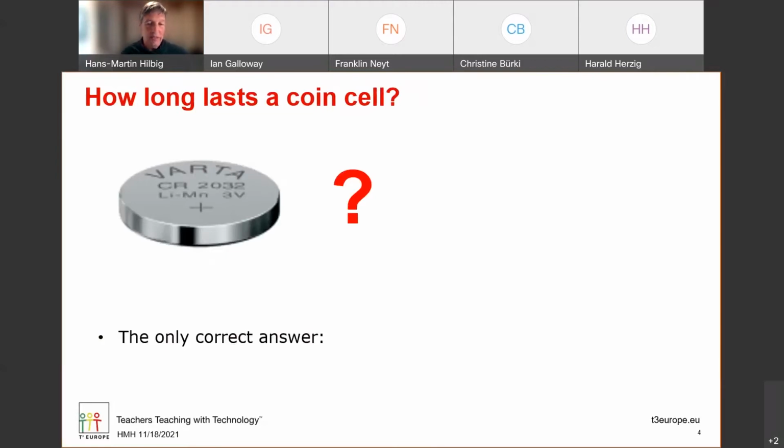And there's only one correct answer. And I'm not seeing the chat window here, but I'll let you have fun doing your best estimate. How long does a coin cell last? Is it a day? Is it a month? Is it a year? Is it maybe 4 or 5 years? And just to make this short, there's only one correct answer. And this answer is, it depends. It really depends on what you are using your coin cell for.